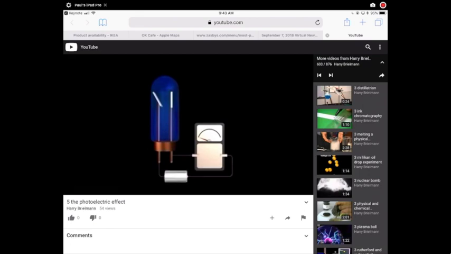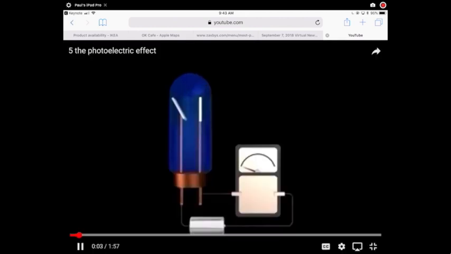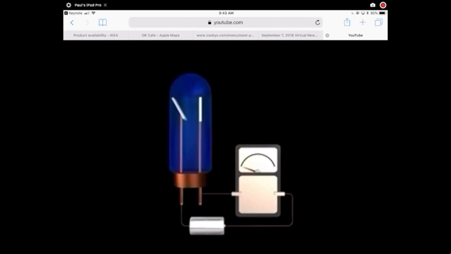When an electrode in an evacuated tube, as shown here, is coated with an active metal, electrons may be emitted from the metal when it is irradiated by light. This effect is called the photoelectric effect. Einstein explained the photoelectric effect by using Planck's concept of light as a stream of photons.